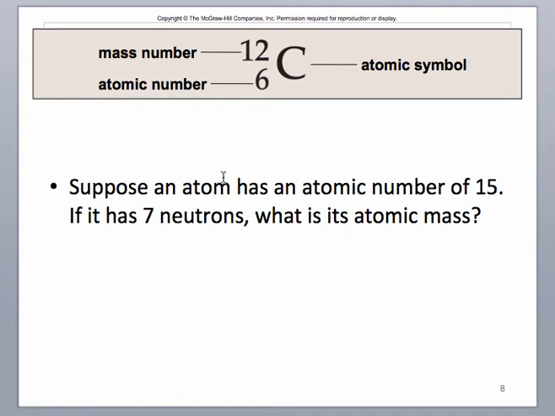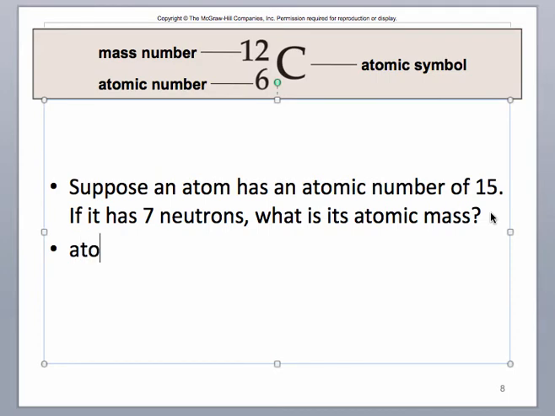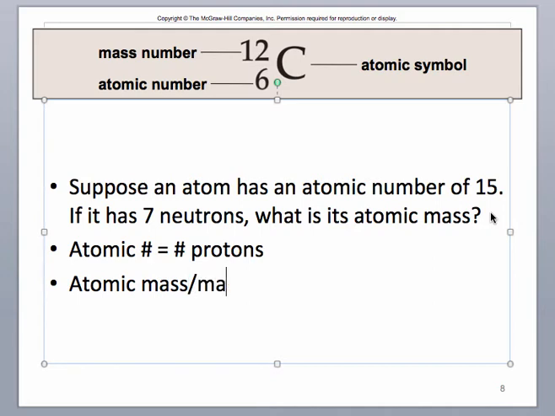So remember looking at the periodic table that there's going to be an atomic number and a mass number and a symbol. The atomic number is equal to the number of protons, and then the atomic mass, sometimes referred to as the mass number, is equal to the number of protons plus the number of neutrons. The number of electrons doesn't really come into play because their mass is so small.